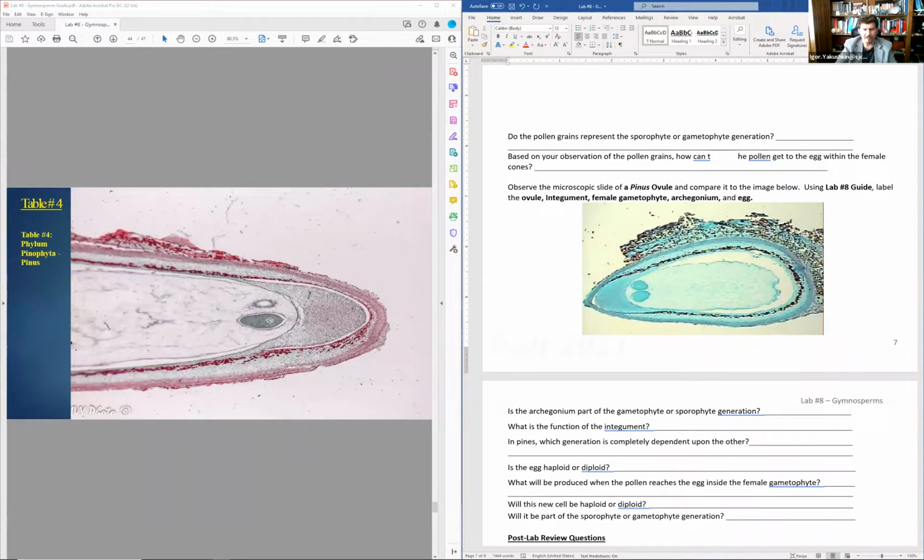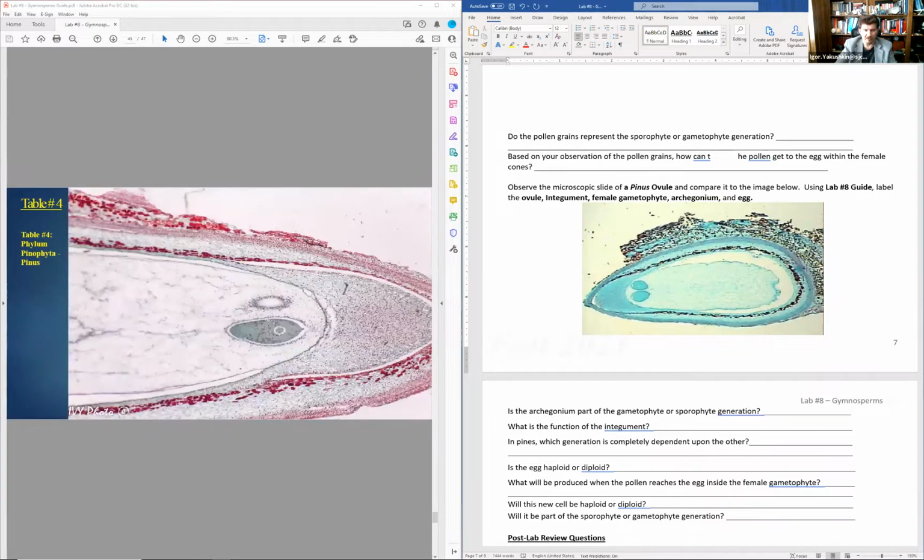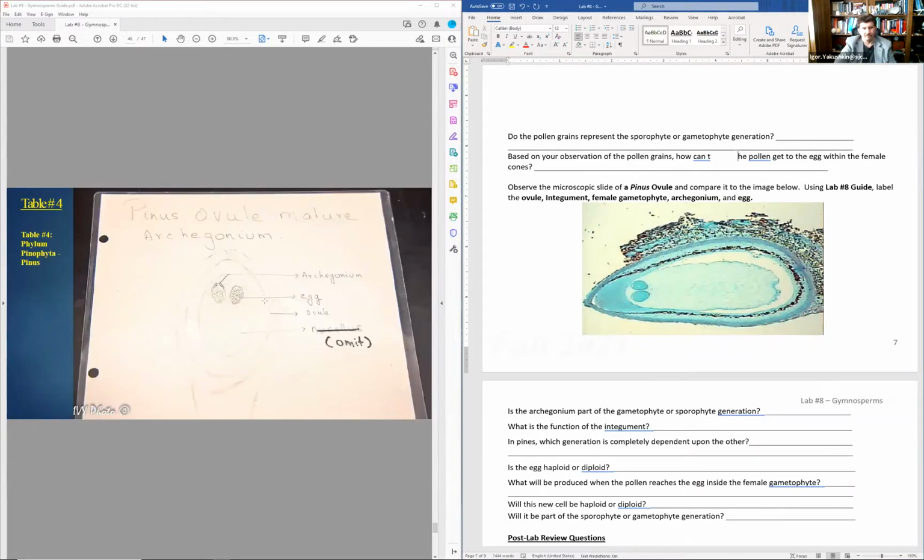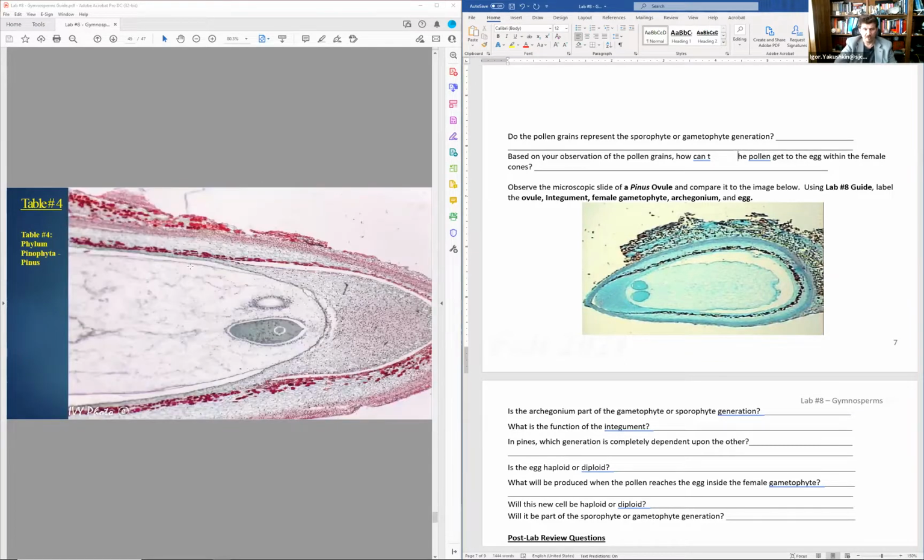All right. Any questions, any problems? So yes, this is a higher magnification. You're looking at the archegonium. That's a part of the female gametophyte: archegonium, the egg, and the ovule. Make sure you know the female gametophyte, archegonium, egg, and ovule as well.